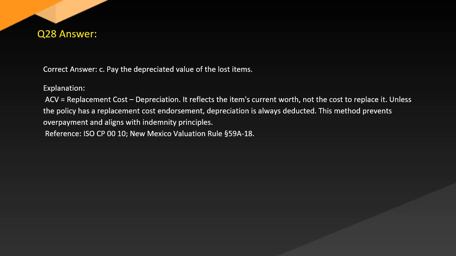Answer. Correct answer: C. Pay the depreciated value of the lost items. Explanation. ACV equals replacement cost minus depreciation. It reflects the item's current worth, not the cost to replace it. Unless the policy has a replacement cost endorsement, depreciation is always deducted. This method prevents overpayment and aligns with indemnity principles. Reference: New Mexico Valuation Rule.